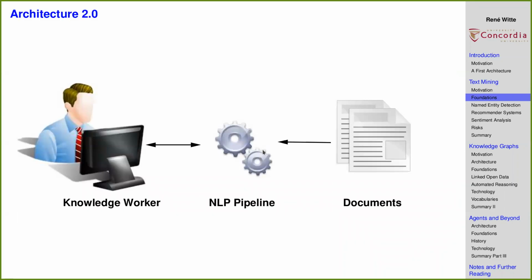So now we can already change this architecture that we had before. Instead of the knowledge worker going through the documents by him or herself, we now put in an NLP pipeline that can process these documents and then, for example, find every mention of a person. And then the knowledge worker will interact with this NLP pipeline and automatically gets the results. In this case, we were interested in all the mentions of a person.